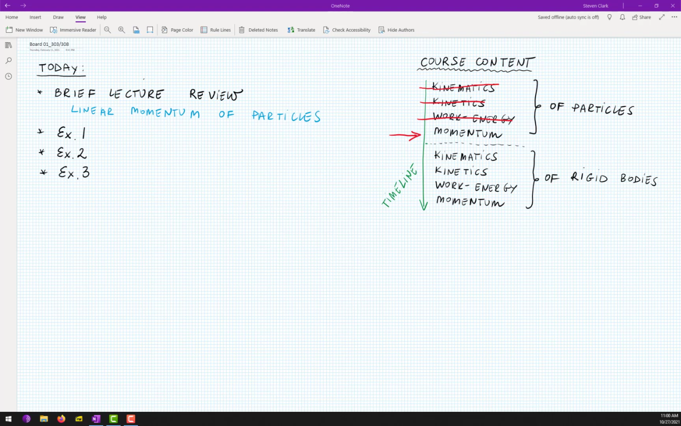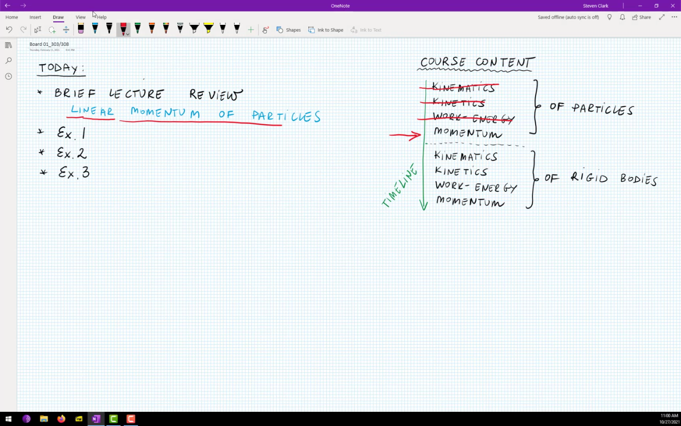So today we're going to start a new topic, as you can see. It's linear momentum of particles. I believe that Professor Sunny talked about it yesterday. And then we will do 3 examples, example number 1, 2, and 3. Something's happening with my laptop, and that line will stay here forever, apparently. Okay, example number 1, 2, and 3.